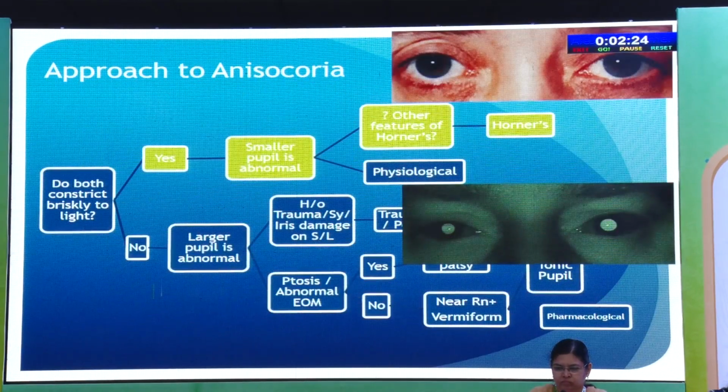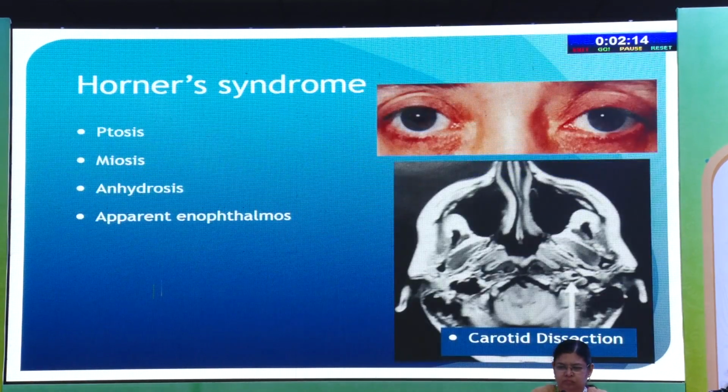So going on to the small pupils, if the reactions are normal, then you think that the smaller one is the abnormal one, and look for other features. You can see a slightly smaller pupil there and a mild ptosis. This was actually a patient, a karate instructor, who came with some headache and some vague symptoms, and you could see the anisocoria, and he also had a mild ptosis, and this was actually a carotid dissection causing the Horner syndrome.